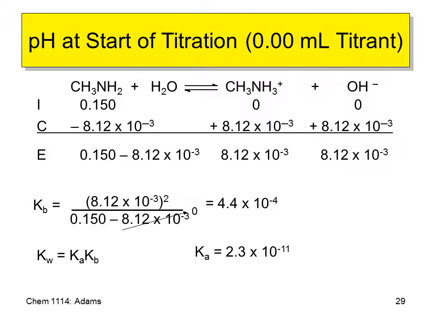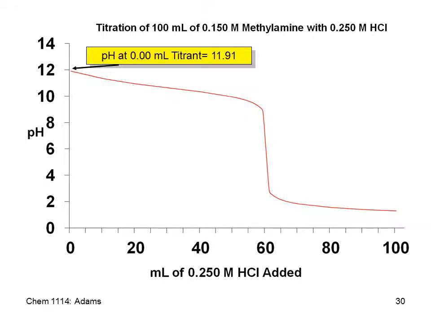I can easily calculate a Ka. I know that Ka times Kb is equal to Kw, and here Kw, unless otherwise specified, is 1 times 10 to the negative 14th. We'll go ahead and put that on the curve. When I've added 0 milliliters, or no hydrochloric acid has been added, the pH is 11.91. Now we're going to calculate something in the buffer region. This very flat shaped region, again, where the pH does not change significantly.